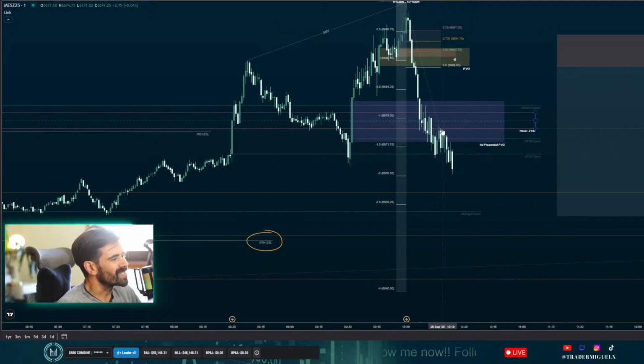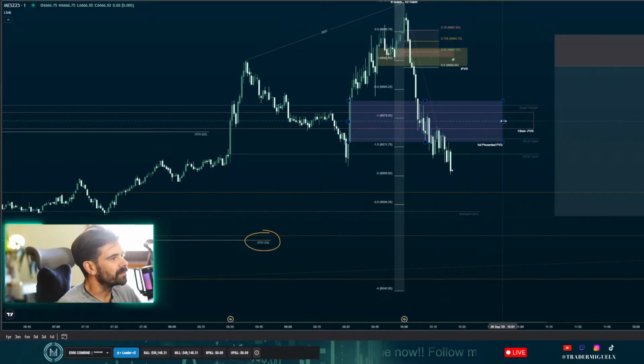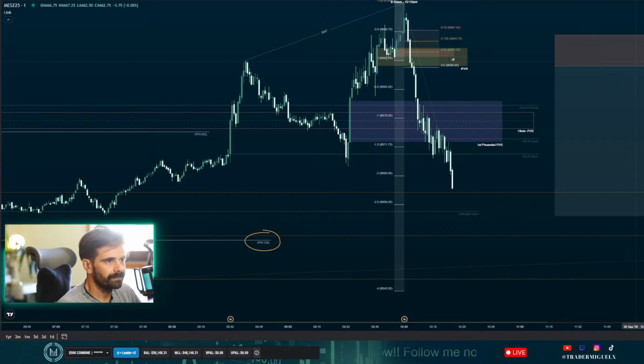In fact, it's taking some time here. I mean, the first presented fair value gap usually acts as a good support. That's why it took so long for ES to take this out. Yeah, I guess I missed it, honestly.